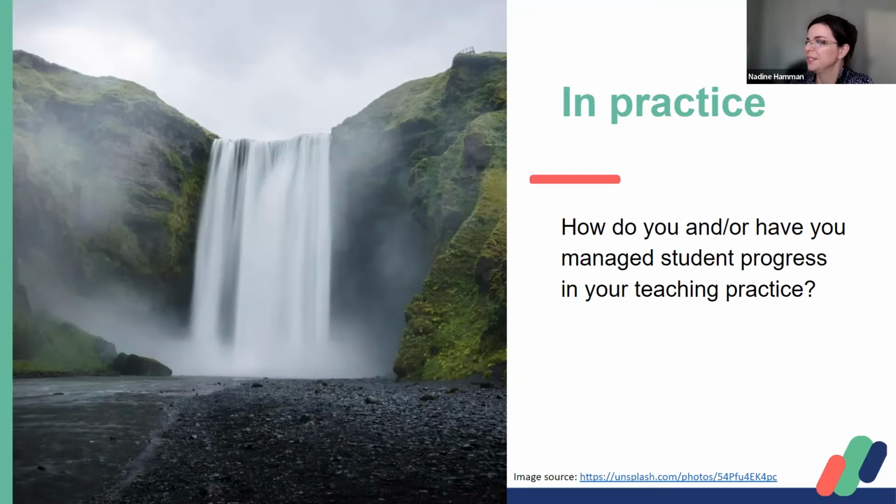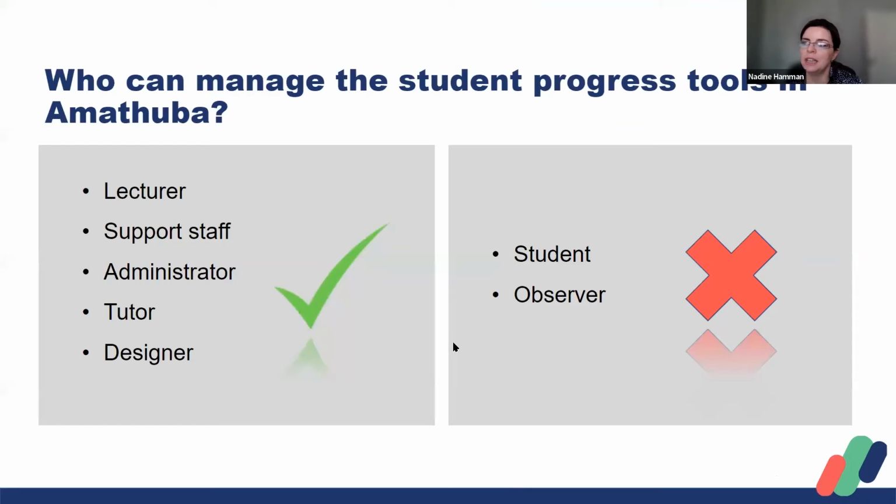Yes, okay, good. So let's see what Amathuba allows us. Okay, so as I said, depending on the role permissions, students, you can see on the right-hand side here, the student, and if you're enrolled in a student role or in an observer role, you won't have access to creating checklists. You will only be able to see them. The class list, obviously, we're not going to share the class list with the whole class. So that's the privilege of the lecturer and the support staff.